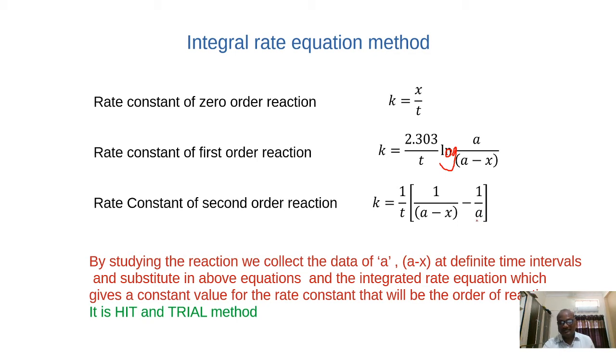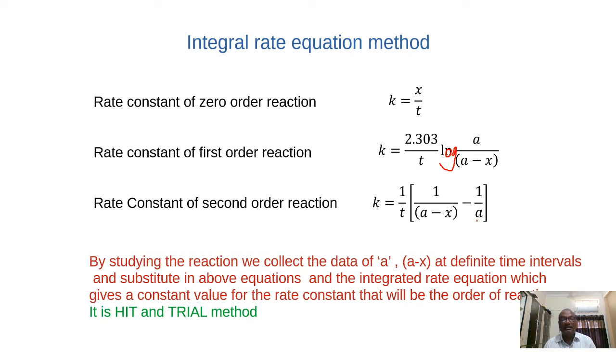So when we perform the experiment, we collect the data. One, time, at different time intervals. Second, the initial concentration, that is when t is equal to 0, what is the concentration of reactant, that is A. Third is the amount of reactant consumed in the reaction, that is x, at different time intervals, so that we can calculate a minus x. So t is determined, A is determined, x is determined, so that we can determine a minus x. By collecting this data, we substitute the data in the different equations provided for different rate constants.